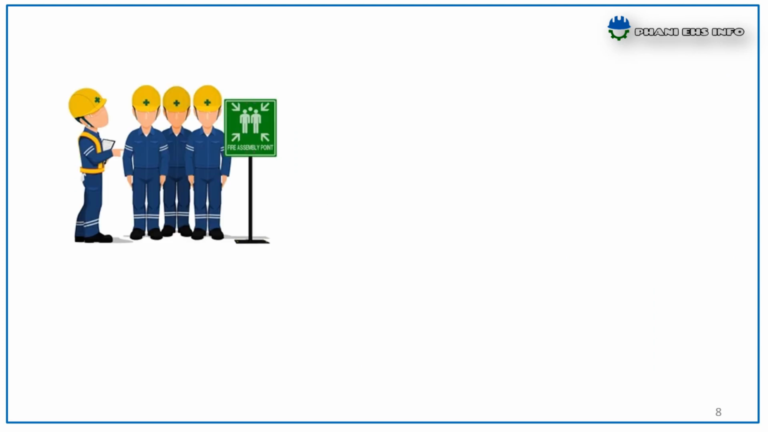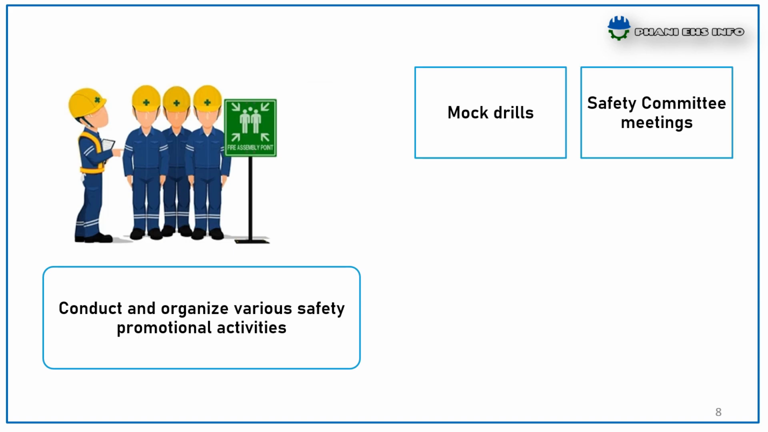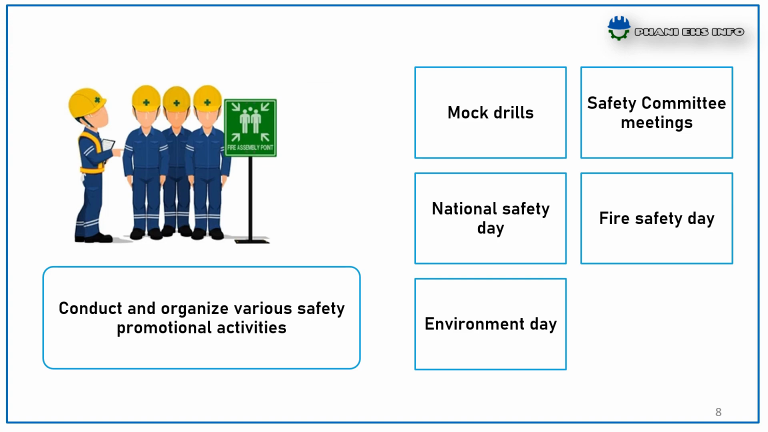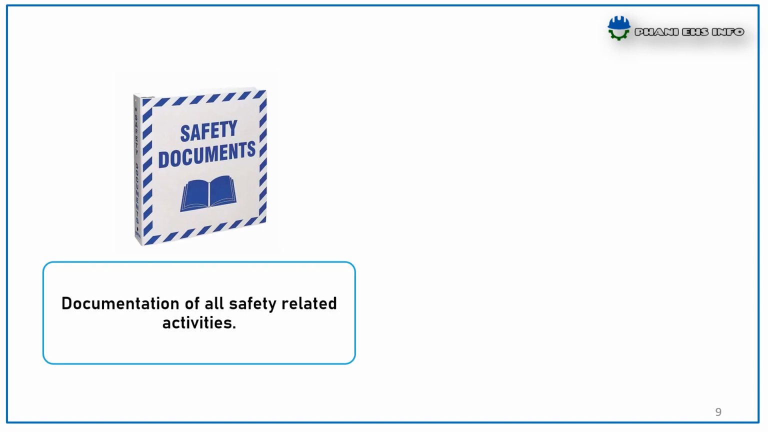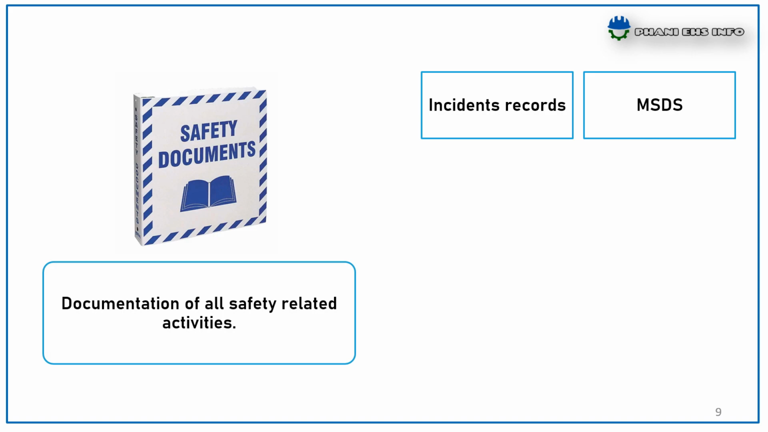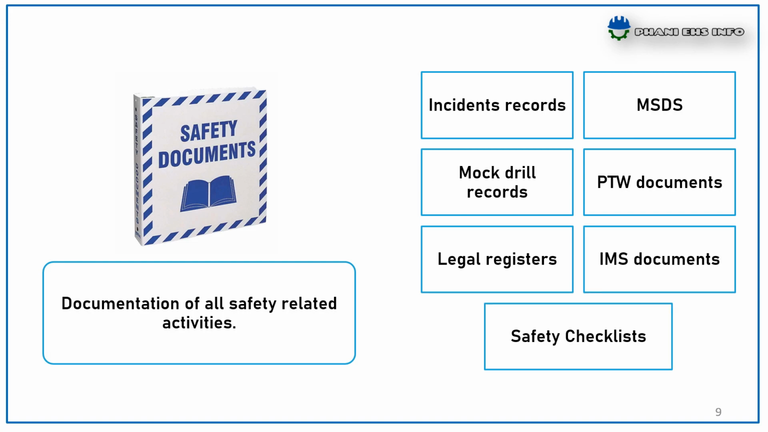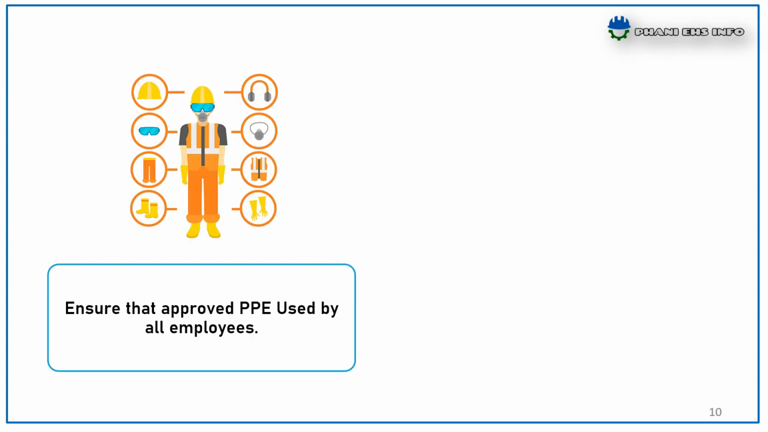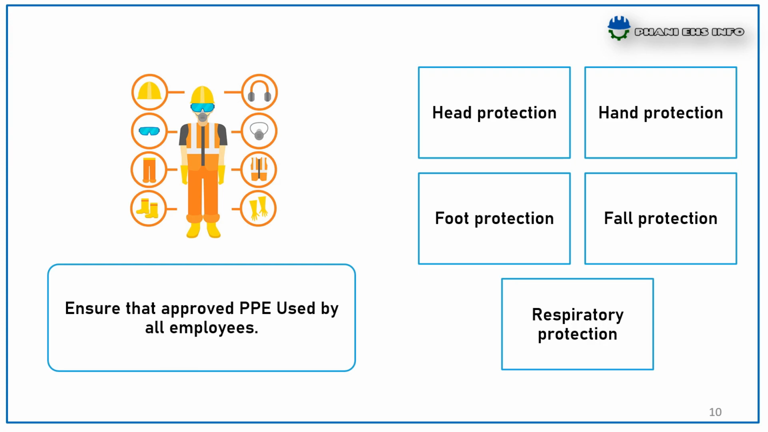Conduct and organize various safety promotional activities like mock drills, safety committee meetings, National Safety Day, Fire Safety Day, Environmental Day, safety competitions, etc. Documentation of all safety related activities like incident records, material safety data sheets, mock drill records, permit documents, legal registers, IMS documents, checklists, etc. And ensure that approved PPE is used by all employees. The PPE is like head protection, hand protection, foot protection, fall protection, respiratory protection.